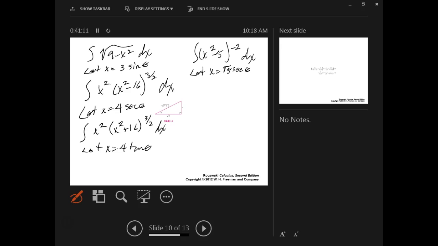Let's see how the back of the book did. 7.3 preliminary questions. A, x equals 3 sine theta, they got that one right. B, x equals 4 secant theta, they got that one right. C, x equals 4 tangent theta, they got that one right. And D, x equals root 5 secant theta. Perfect. Good for them.